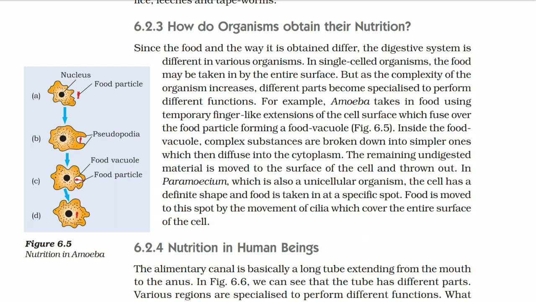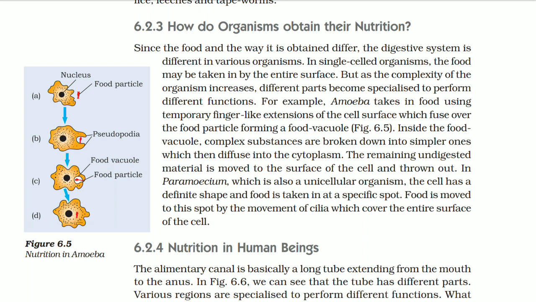Here is the given example of amoeba. How amoeba takes its food. So here A, B, C, D are given, right? Whenever food particles are nearby, amoeba creates an artificial hand-like structure known as pseudopodia. Then it covers the whole particle and creates a food vacuole. After that, it converts the food into simpler forms and diffuses them into its cytoplasm. The undigested material is moved out to the surface and then thrown out.